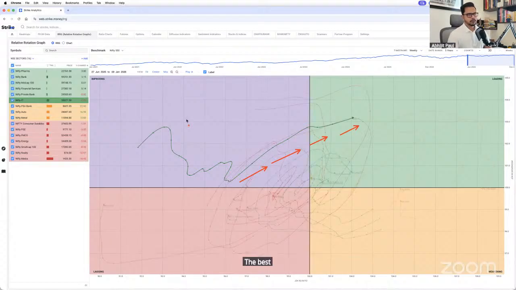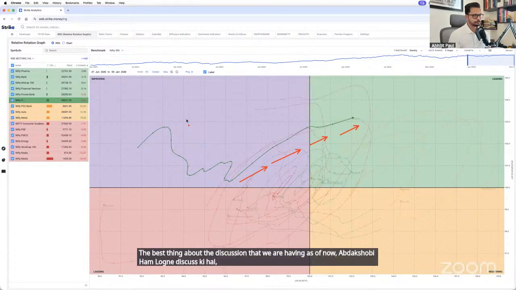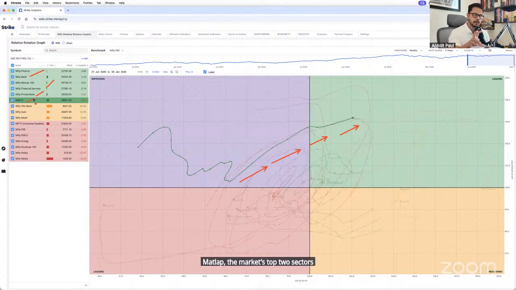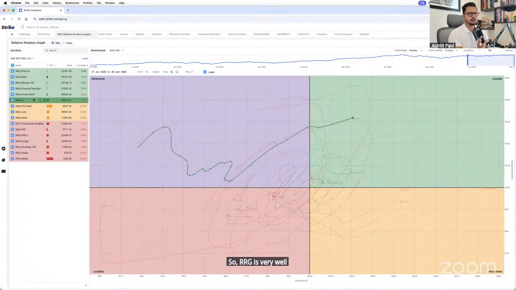The best thing about the discussion that we are having as of now, whatever we have discussed so far, the best thing is in the leading quadrant as we have stepped into 2026, we have banks, we have private banks, we have financials, and we have IT. Meaning the market's top two sectors are positioned there. So RRG is very well positioned for at least the first quarter of 2026. RRG is giving us a good platform to begin 2026.